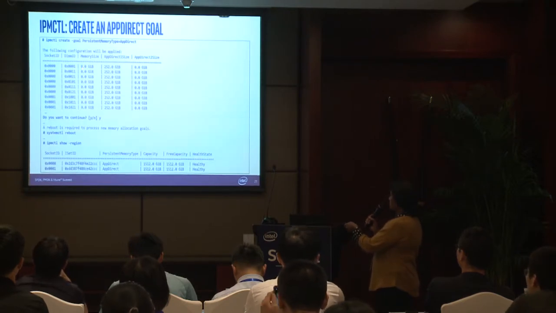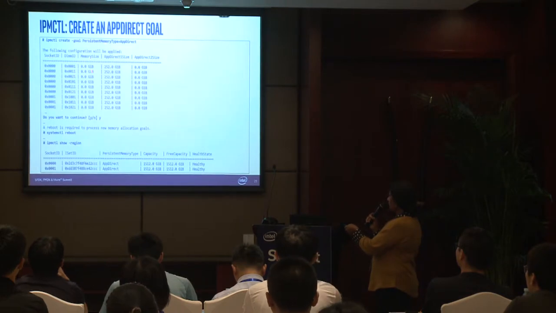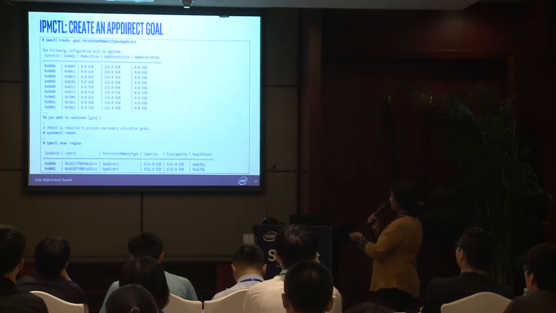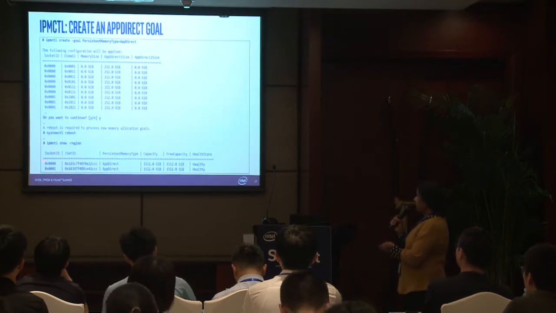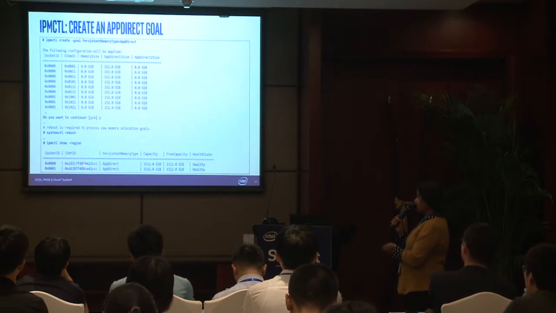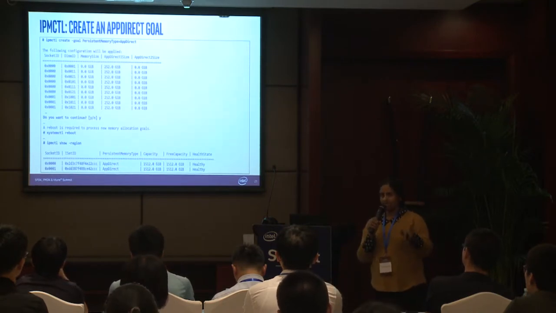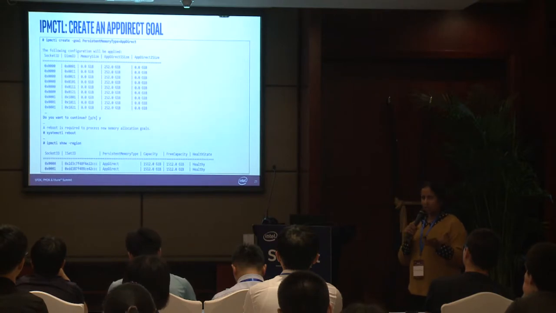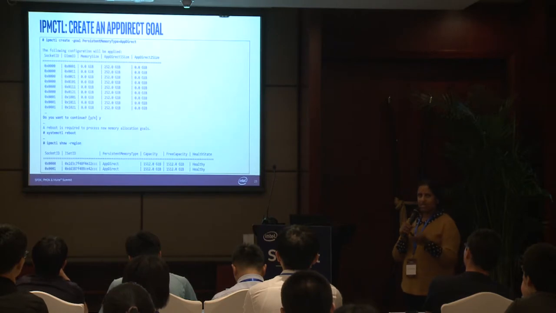Here I show ipmctl create goal with the persistent memory type as AppDirect, and it shows everything on the AppDirect here, and I say yes, that's the configuration. I confirm, and then you reboot, and what you see is 2 regions created, one region per socket. So 1.5 terabytes per socket, because we have 1.5 terabytes of physical DIMMs per socket. Now we created regions, but applications still don't see them, so we need to create namespaces.